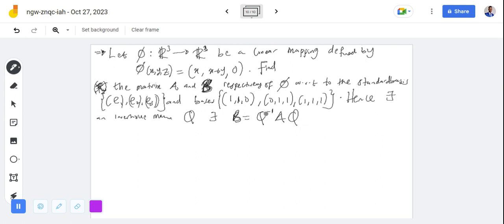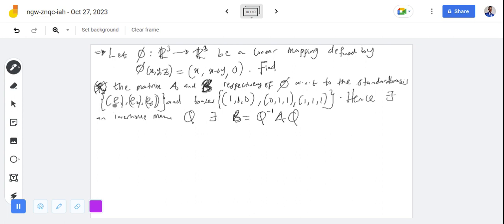So that's what we need in this case. So how are you going to go about this? We want to look for matrix A of phi with respect to the standard basis. Okay? And now they give us another given basis. This is the given basis. If you want to look for A now, you use the standard basis. If you now want to look for the second one, you use this and this.